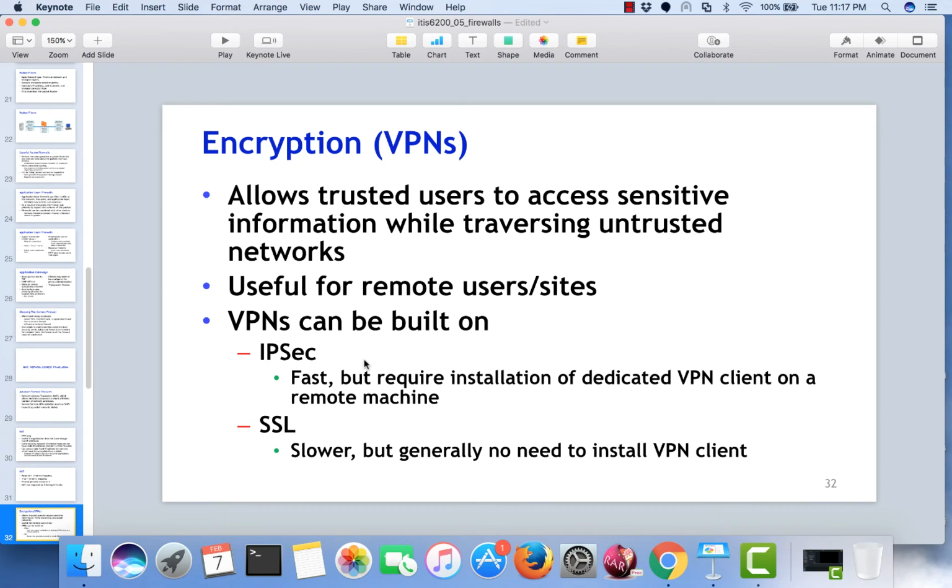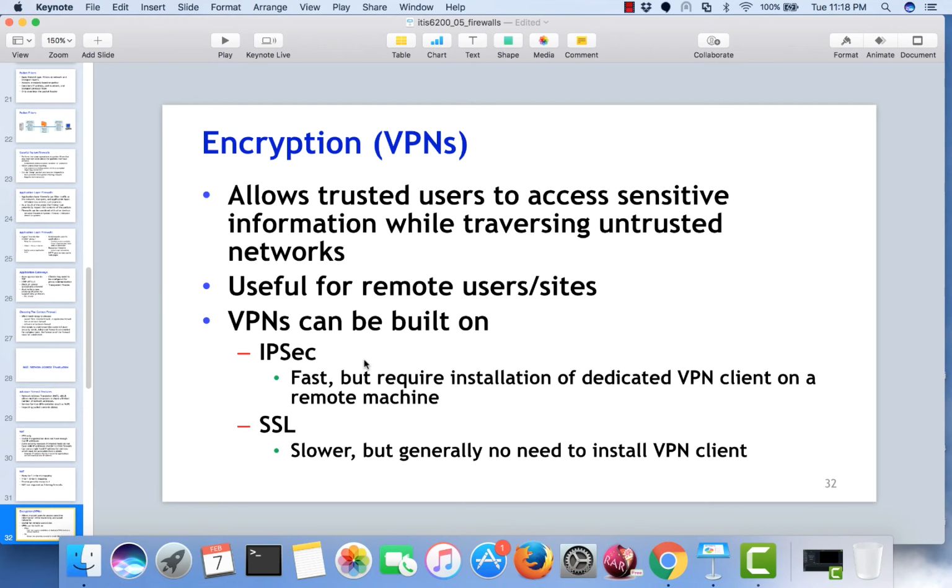So let's talk about encryption. A lot of times, and I think I've briefly gone over this, there are dangers of attaching to public Wi-Fi, like airports, coffee shops, places like that. If you're using an unencrypted protocol such as Telnet, FTP, or HTTP, then a lot of the traffic you're using is transmitted in clear text. So this is where a virtual private network comes into place. It allows users to access sensitive information while traversing untrusted networks.